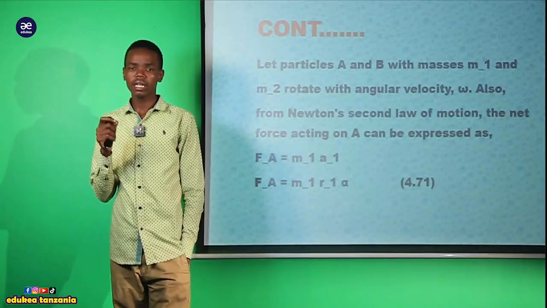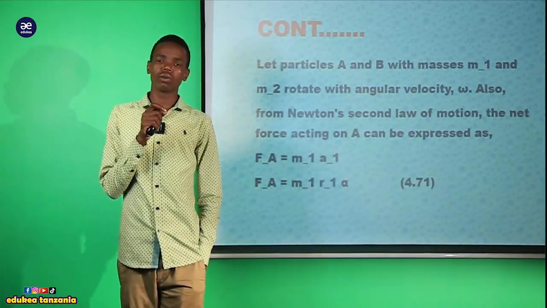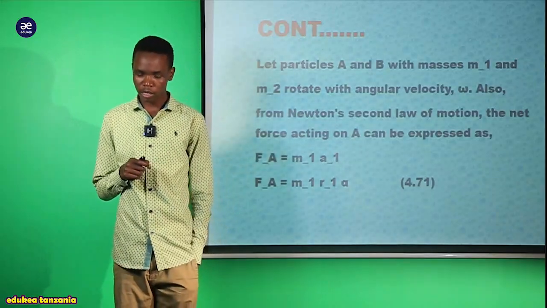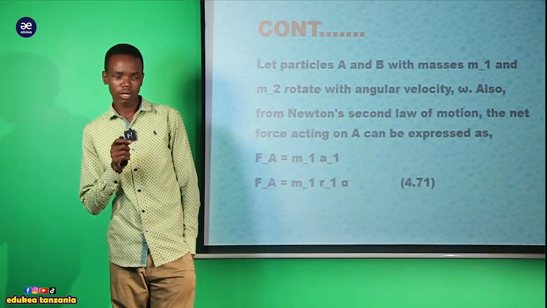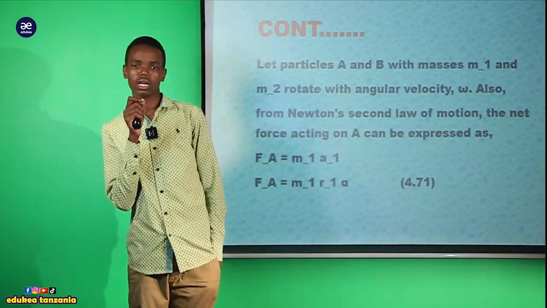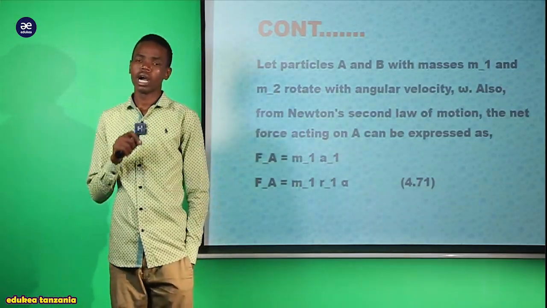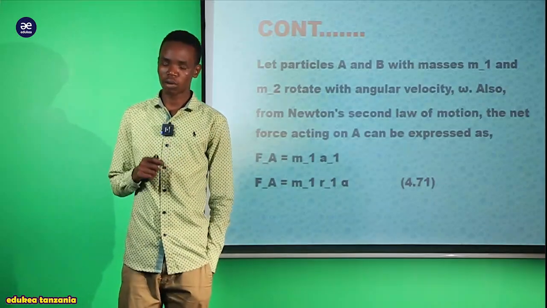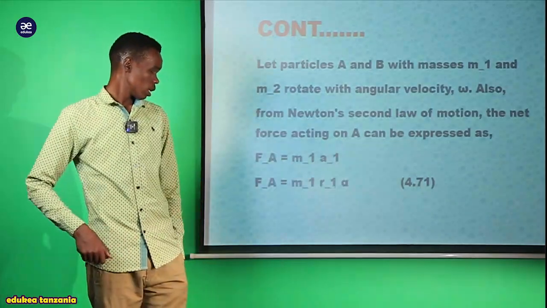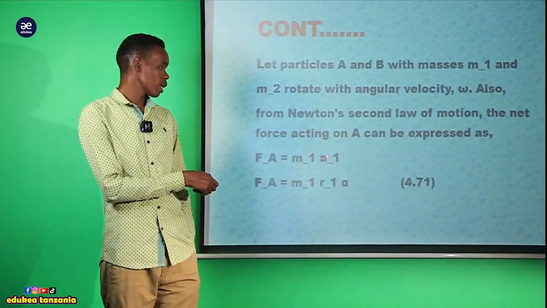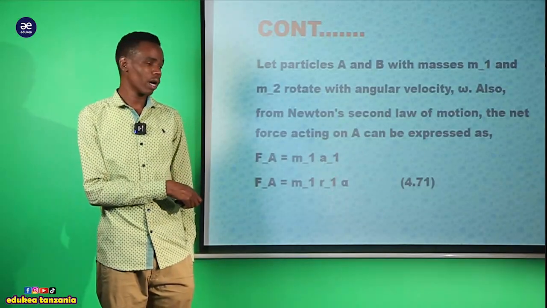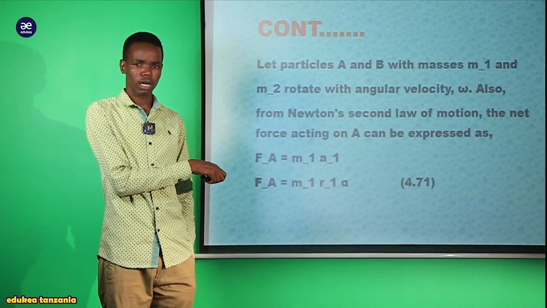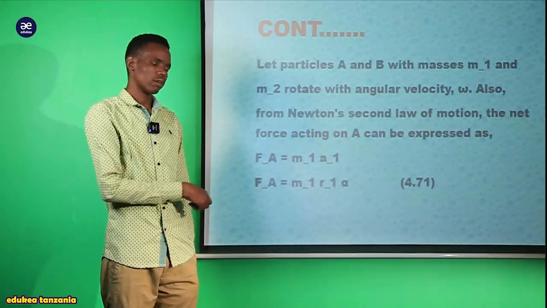We know that the acceleration must be equal to the radius times the angular acceleration. So we can get the acceleration at particle 1, at point A, as radius 1 multiplied by the angular acceleration. Here, instead of writing a1, we should place r1 and this alpha, which simply represents the angular acceleration.